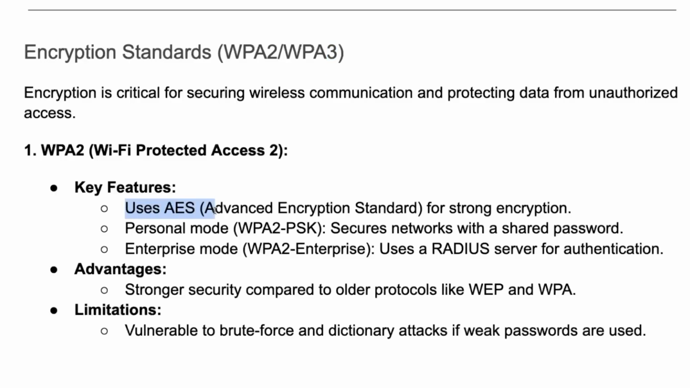Version 2 uses the Advanced Encryption Standard, AES, for strong encryption. There's the personal mode, which is WPA2 PSK, and we can just say WPA2 P would be the personal, and then we have the enterprise mode that actually has the word enterprise, which is a little easier to remember. If you see that it's not enterprise, you can say, okay, this is the personal mode. The personal mode secures networks with a shared password. The enterprise mode uses a RADIUS server for authentication.